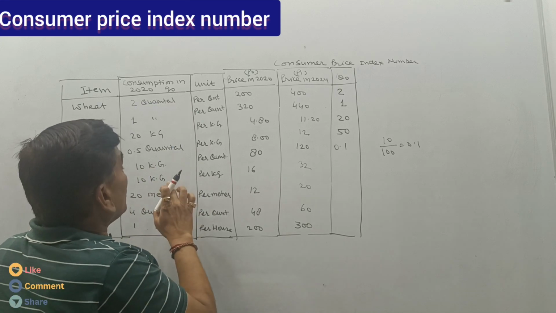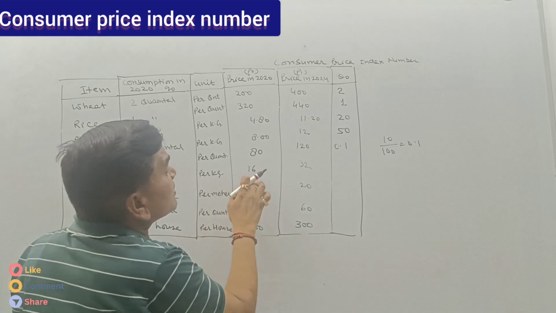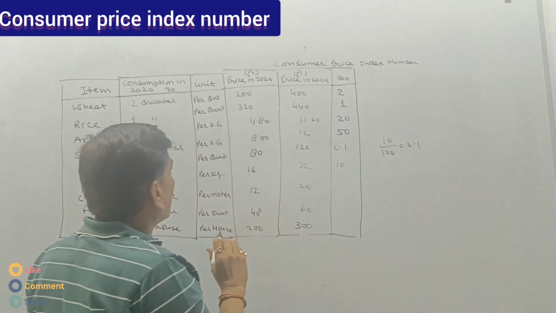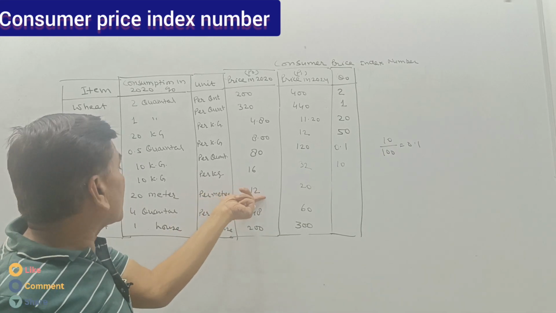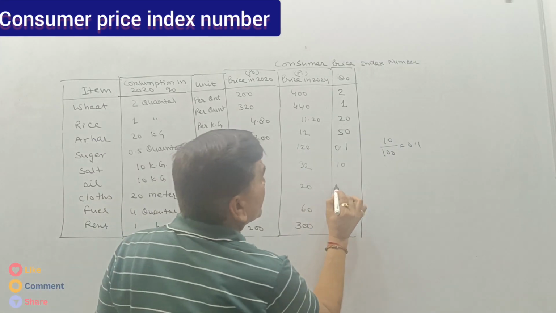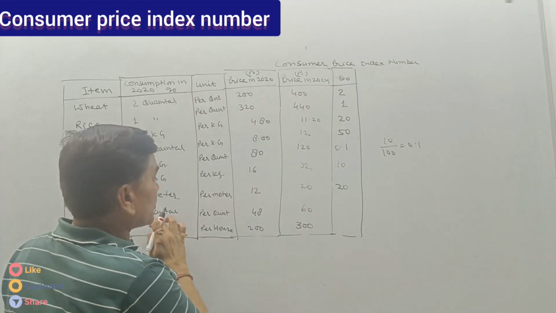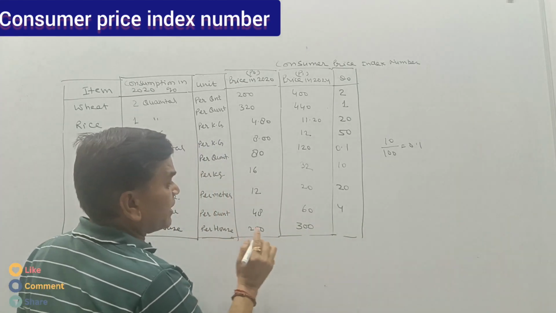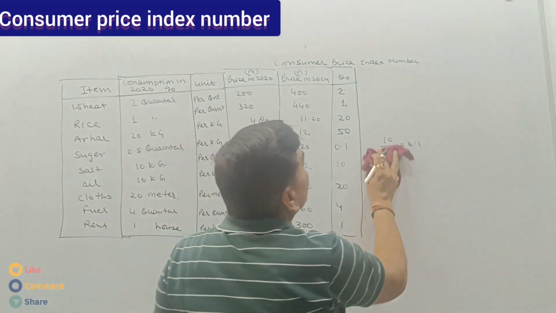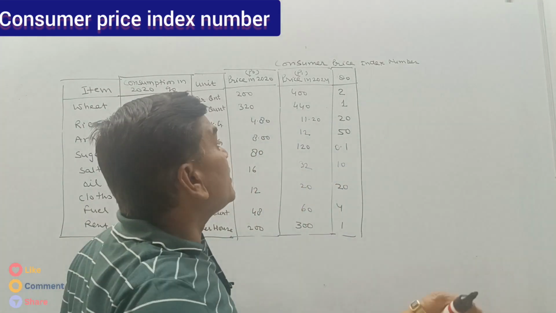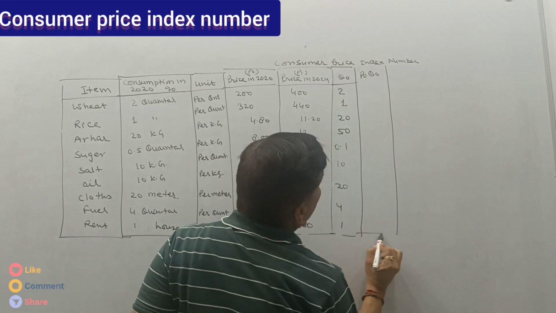Next, oil is given 16 rupees per kg and the quantity is also per kg, so we will write 10. Now cloth is given, the rate of cloth is given per meter and 20 meter is there, so we will write 20. Per quintal rate is given, 4 quintal is there, so we write 4. So first we write the quantity for that.